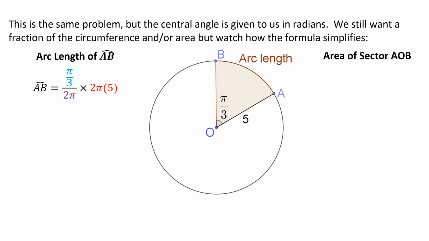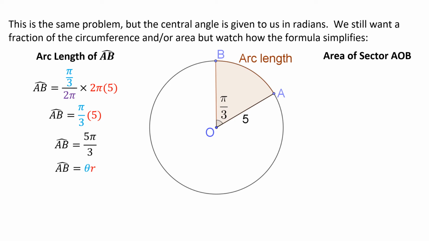We're going to take that central angle and divide it by the full circle's measure, which would be 2 pi, and multiply it times the circumference. But in this formula, notice that we have 2 pi in the denominator and also as part of the circumference. Those simplify out, so we get the angle pi over 3 times simply the radius 5, and so that becomes 5 pi over 3. That's the same answer as before.